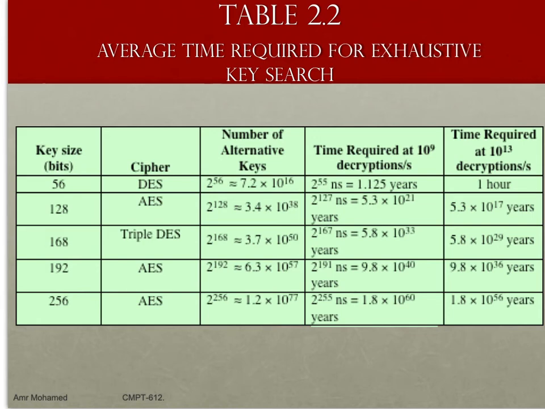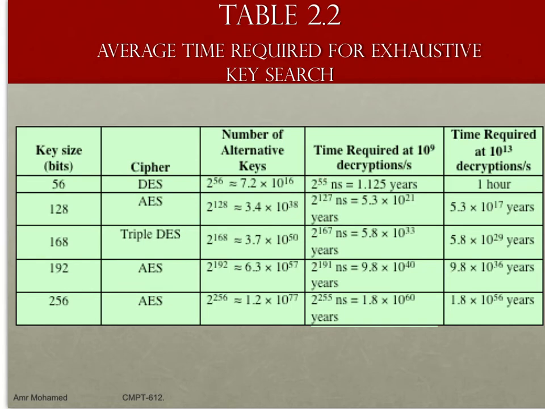But the time required, if we were to do 10 to the power 9 decryptions in 1 second, will be 1 year. But that's what we used to have in the past, that we perform 10 to the power 9 operations every second, because the computational capability for the servers was not very sophisticated. But if we talk about 10 to the power 13, which is more of what we have nowadays, we can actually break this communication in 1 hour using, again, brute force attack.